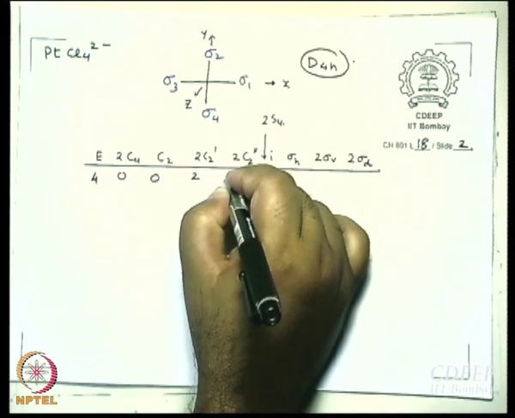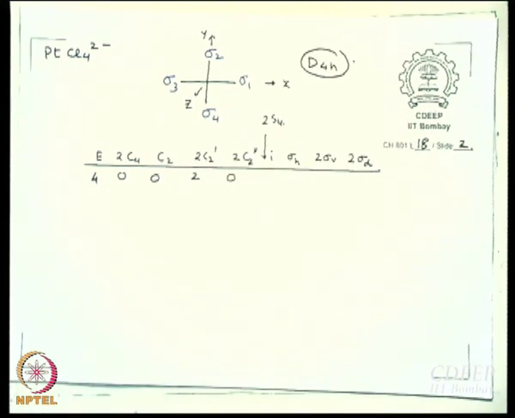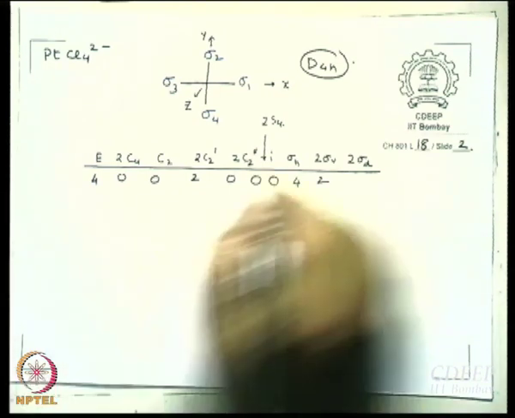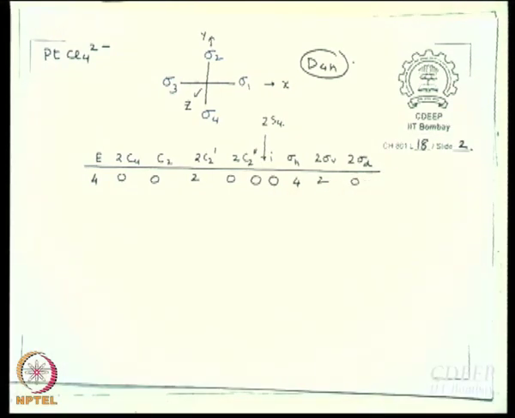So this is 0, and I have created enough space for writing the character of S4, which is 0. I is 0. Sigma h is 4. Sigma v, where is sigma v? Here, right? It's 2. Sigma d is 0. Very good. What is the next step?